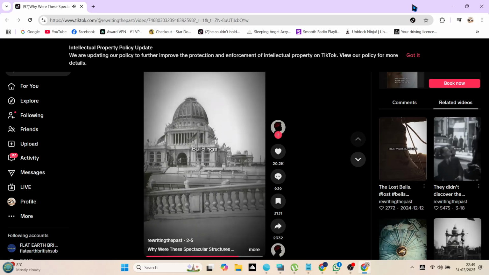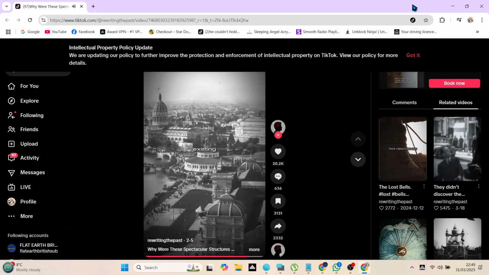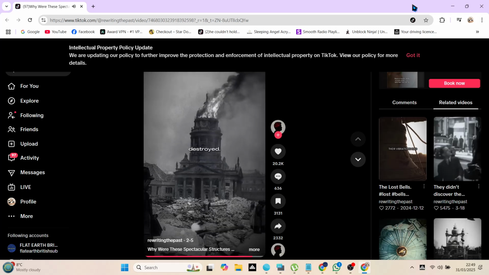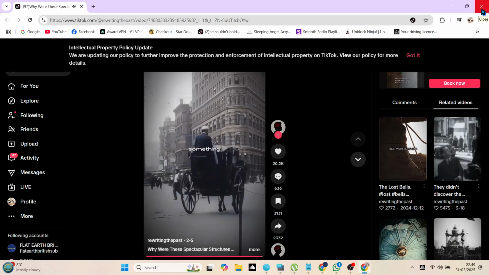For temporary buildings, why did they have lightning rods? Why were they so massive? Many believe these were already existing cities that were found and then destroyed. Let me know what you think in the comments. Were they really temporary, or are they hiding something much bigger?